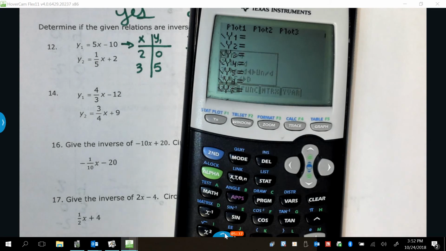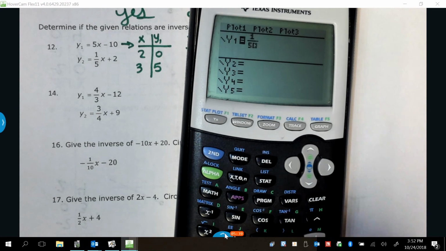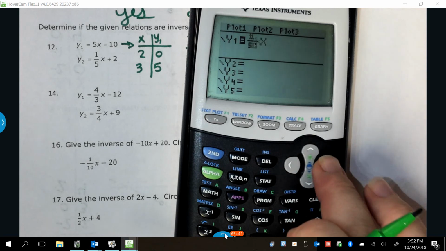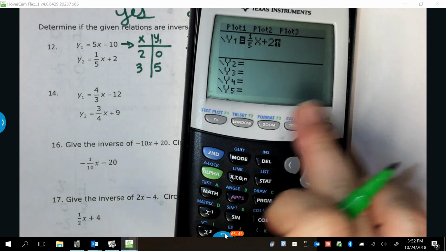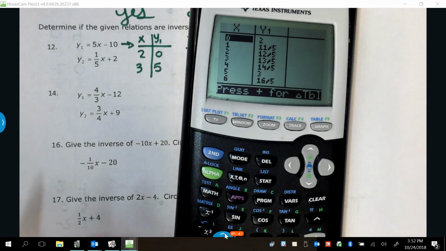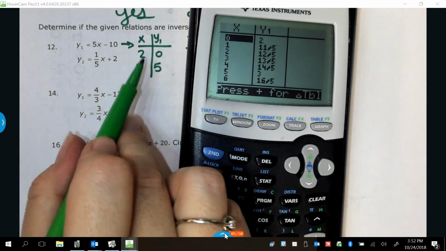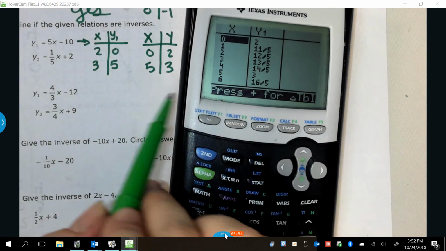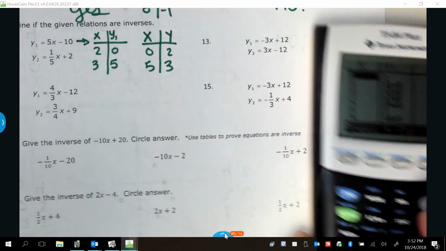Alpha y equals enter, 1 over 5x plus 2, second graph. We're going to see if we have the point (2, 0). Well, we do have the point (2, 0), and do I have the point (0, 2)? (0, 2) I do have. And do I have the point (5, 3)? (5, 3) I do. So this is a yes.